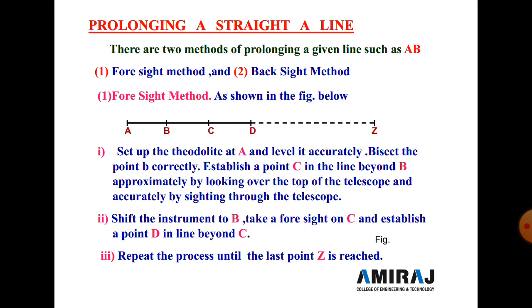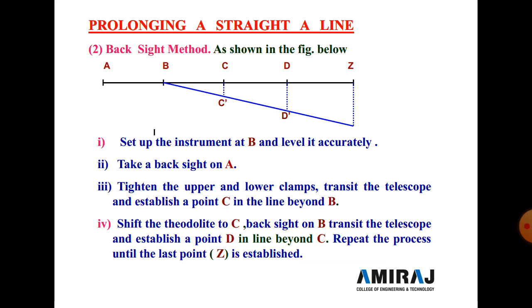Then repeat the procedure and transfer the instrument to the C point and bisect the D point and another point. Set up the ranging rod at the E point and fix the ranging rod. Similarly up to the Z point, this procedure is repeated until the end of the line.